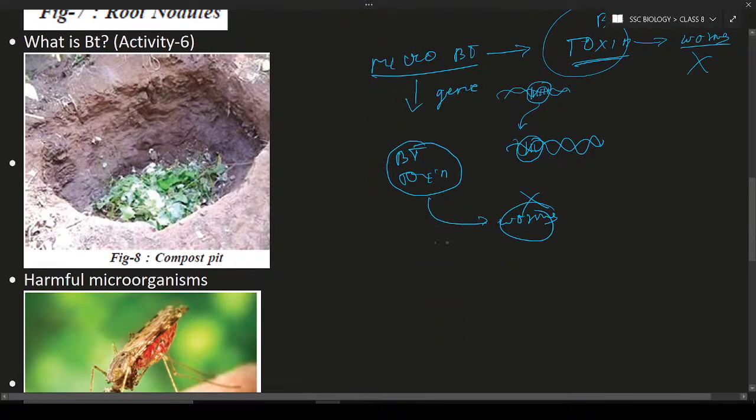So next is activity 6. This activity 6 is to understand what is biodegradable and non-biodegradable. What is non-biodegradable?